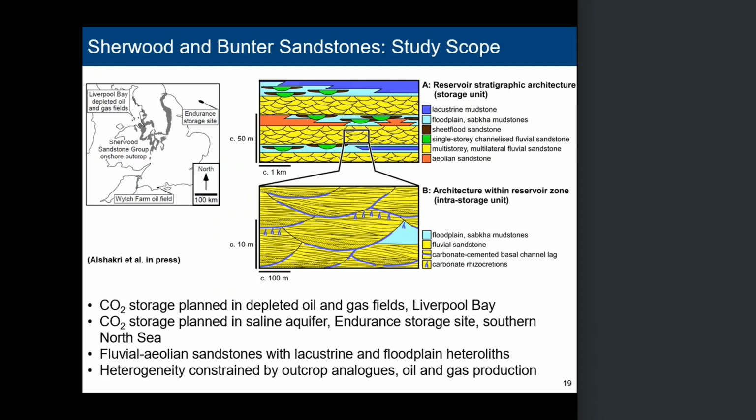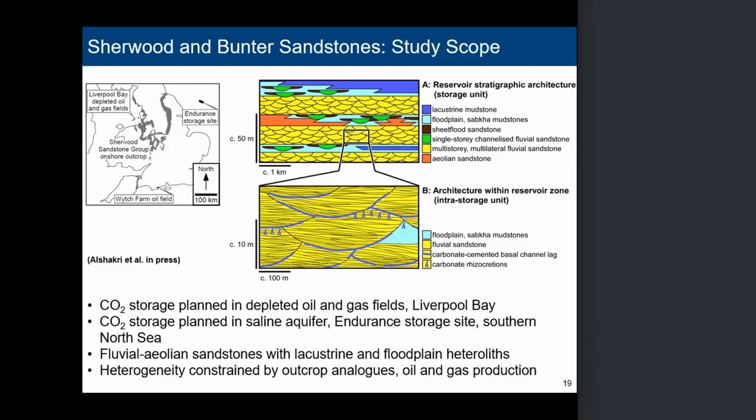the depleted oil and gas fields in the Liverpool Bay area, which will be used to store CO2 by ENI in the near future. It's also the main storage unit in the Endurance storage site offshore of the northeast. So it has some direct applications, and potentially it could be used for CO2 storage in many more sites onshore and offshore. So, what is it geologically?